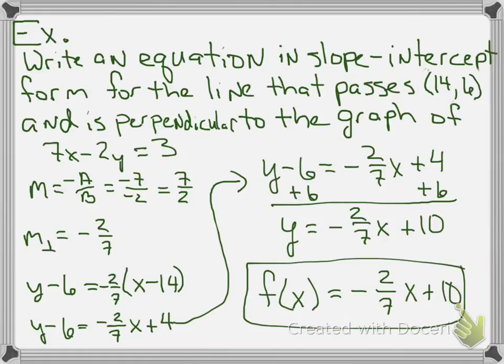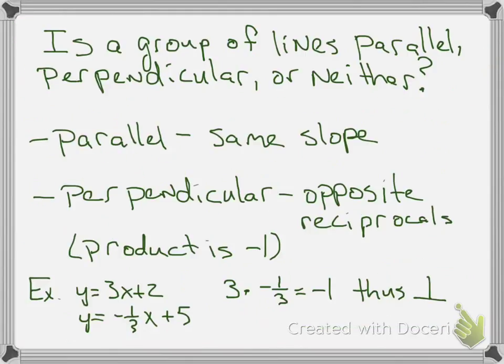The next thing they're going to ask you is, can you tell if lines are parallel or perpendicular just by looking? So keep in mind, we're going to decide if a group of lines is parallel, perpendicular, or neither. Parallel, again, they have the same slope. Perpendicular, opposite reciprocals, the product is negative 1. For example, if I had these two examples here, 3x plus 2 and negative 1/3 x plus 5, the slopes are 3 and negative 1/3. If you multiply them, it equals negative 1. So thus, those two lines are perpendicular.